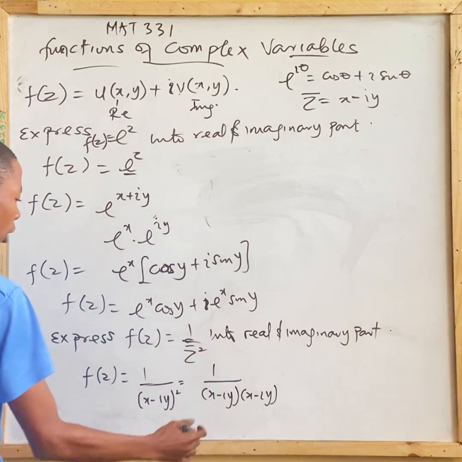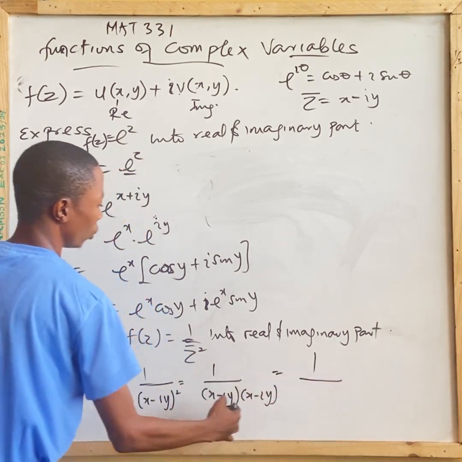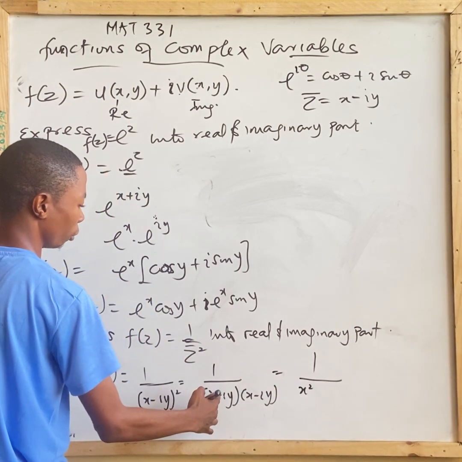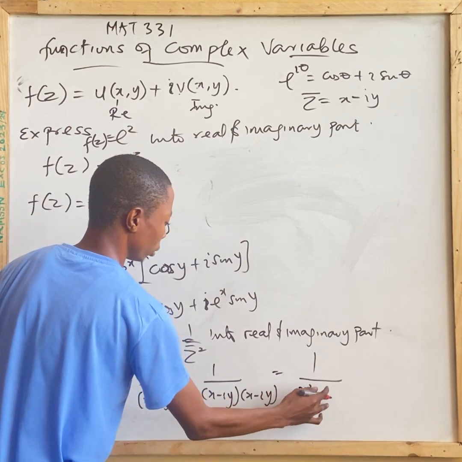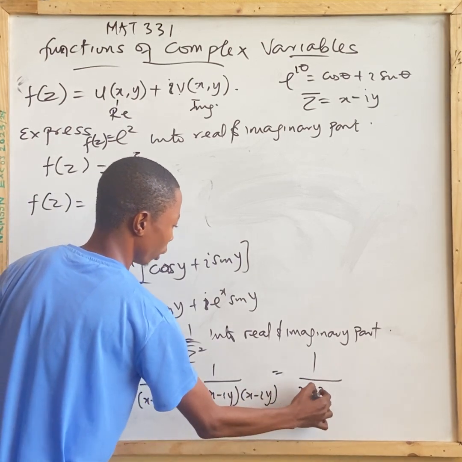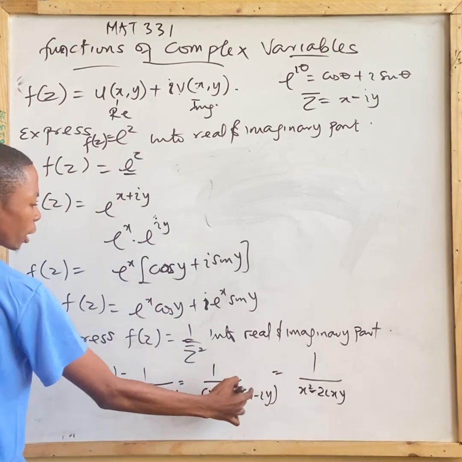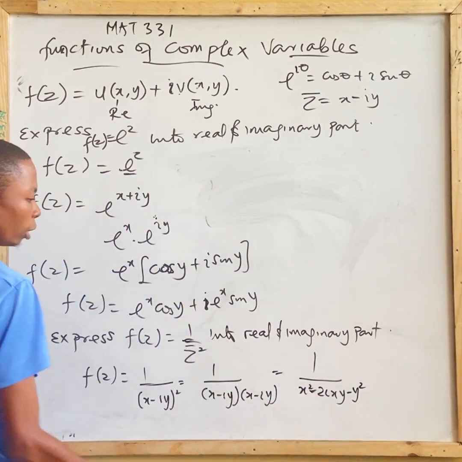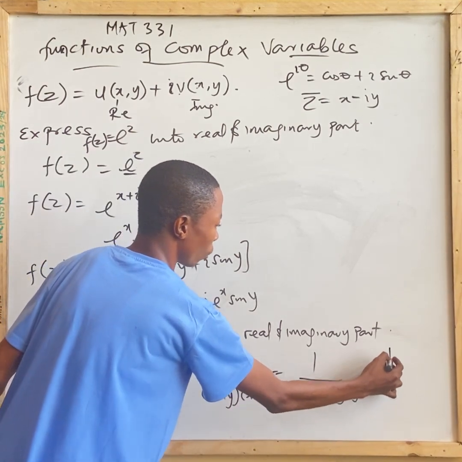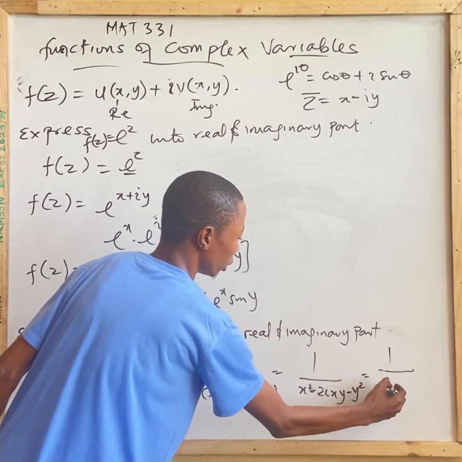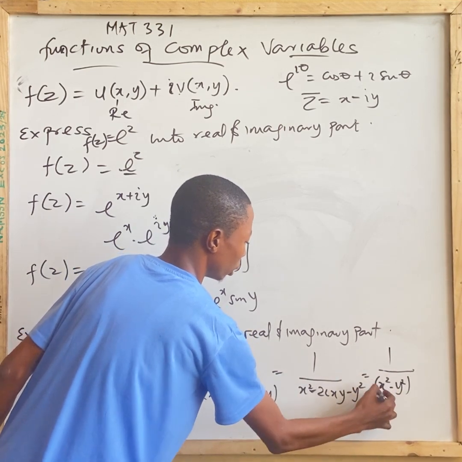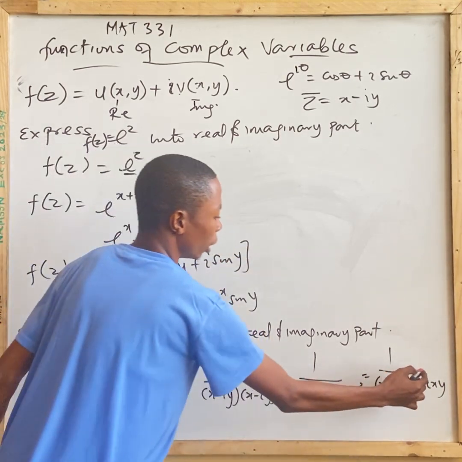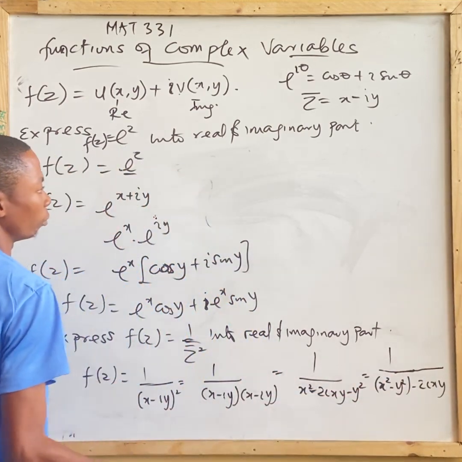And then, what are we going to have? We are going to have 1 over, open the bracket, that's x squared minus, okay, opening the bracket, we are going to have x squared minus 2ixy minus iy times minus iy. That's minus y squared. So if I now write it as 1 over x squared minus y squared minus 2ixy. Well, I'm not yet satisfied with what I have.